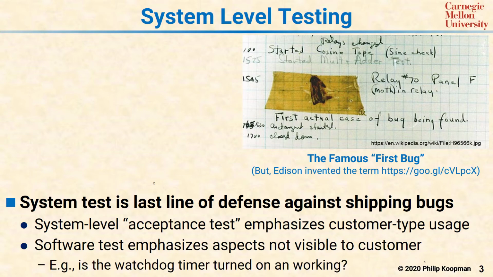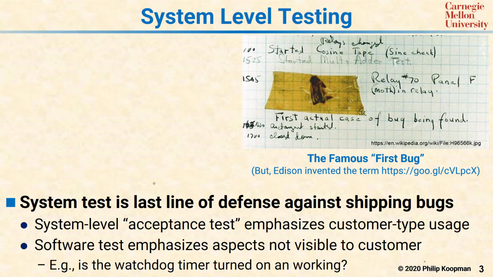The layer below that, called software testing in the V, emphasizes aspects not visible to the customer. For example, is the watchdog timer turned on and working? There's an issue here that the watchdog timer is never supposed to actually be activated in use, so there's no way from a customer point of view to actually test whether it works or not because it's never supposed to happen. Therefore, you need something additional, a little beyond what a customer would do to be able to activate that function.